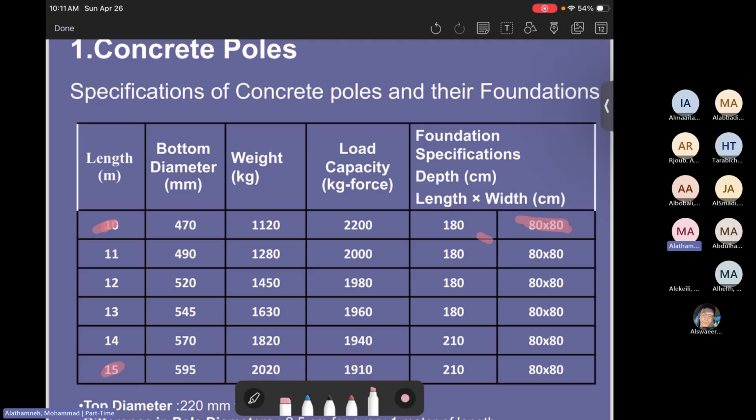Then when you look at the weight, of course, the larger the length, the larger the weight, and the larger the diameter as well. However, when we look at the load capacity, it decreases. Why is it decreasing? Because the weight is increasing, which has a bad impact on the load capacity.